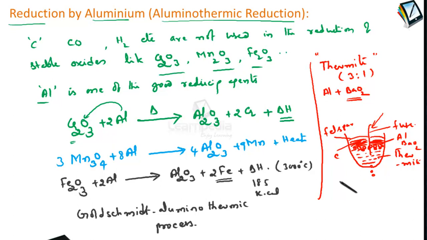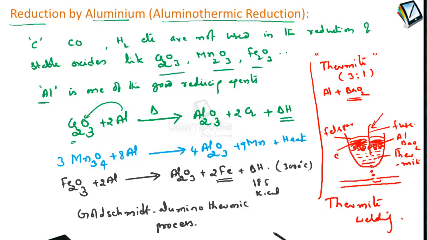So this will be allowed to go into the broken rails, and thereby, on cooling, contact is made and continuity takes place, and welding is said to take place. So this is called thermite welding. That is the reason why this process, Goldsmith's aluminothermic process, is used for welding together the broken pieces of rails, machinery and parts of ships.